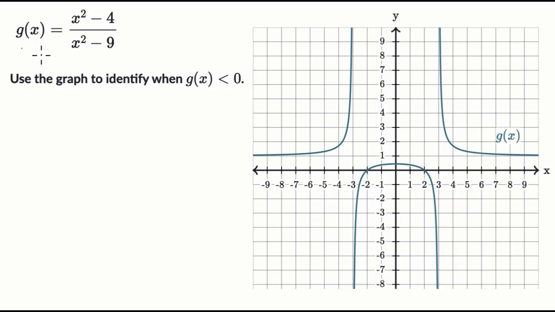We are told that g of x is equal to x squared minus 4 over x squared minus 9. Use the graph to identify when g of x is less than 0. So pause this video, have a go at that.